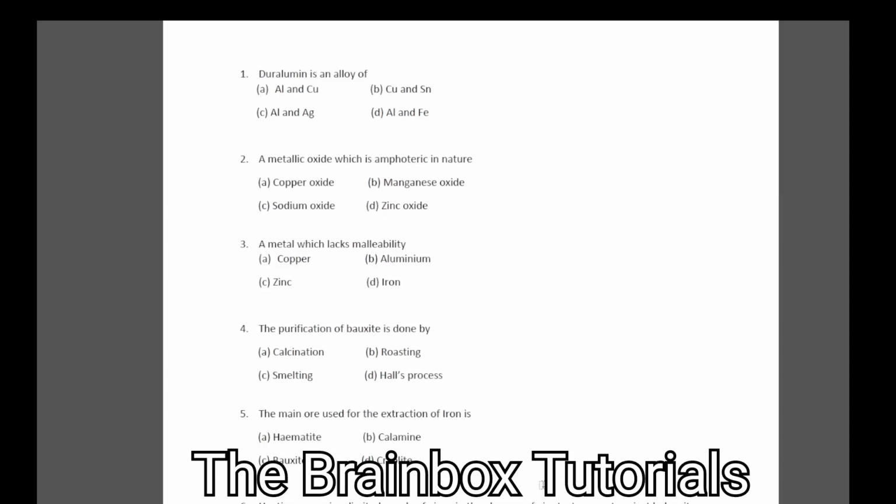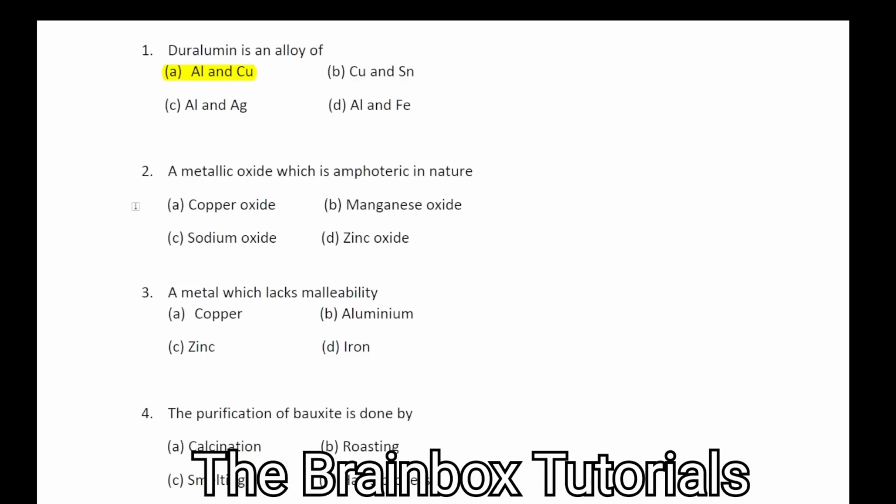First question, duralumin is an alloy of, now options are number A, aluminium and copper, number B, copper and tin, Sn, that is tin, C, aluminium and Ag, that is silver, and last one, aluminium and ferrous. The correct option is A, aluminium and copper.